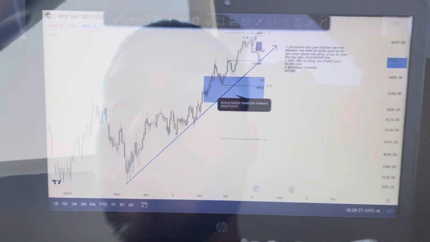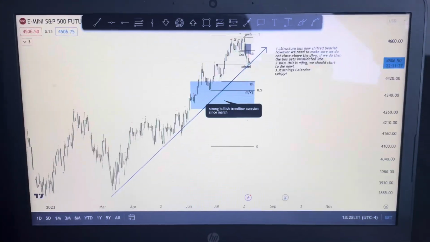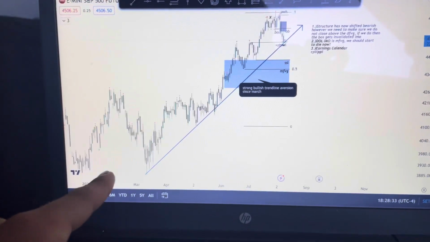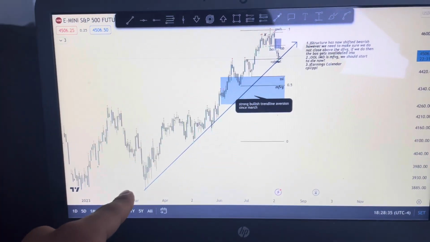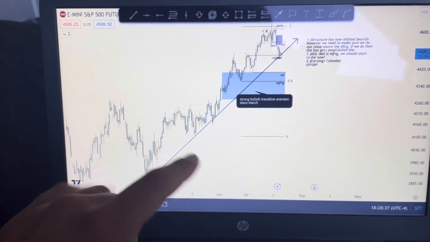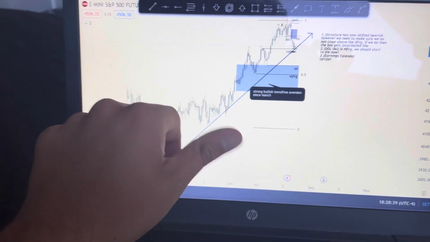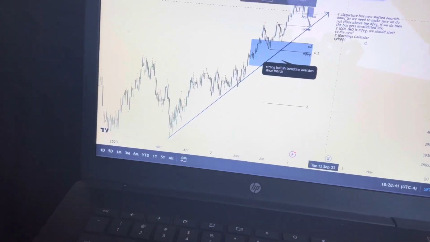I'm gonna be going ahead and talking about what I expect the market to do this week. So let me go ahead and flip the camera real quick. So the market has been pumping, as you guys can see. So this is around March area. March, April, May, June, July, August. So yeah, we've been in an uptrend for a long time.